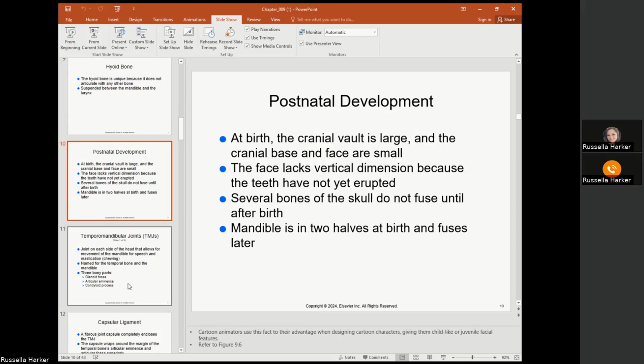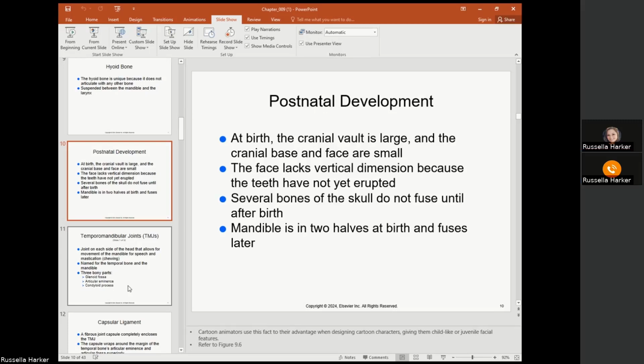In postnatal development, at birth, the cranial vault is very large, meaning the cranium is large and the base and the face are very small. So it gives a cartoonish look to newborns. The reason the face lacks vertical dimension is because the teeth haven't erupted yet. So once the teeth erupt into the mouth, the face starts to elongate or get more dimension to it.